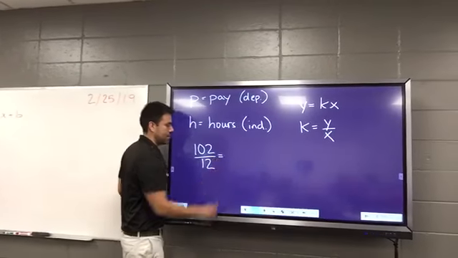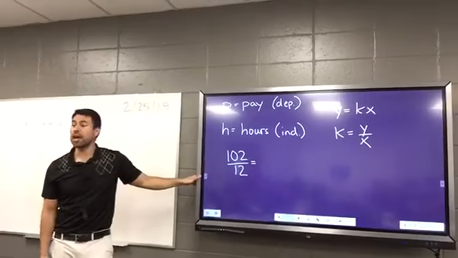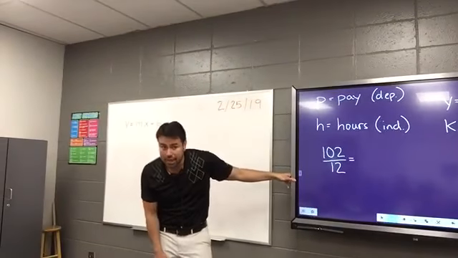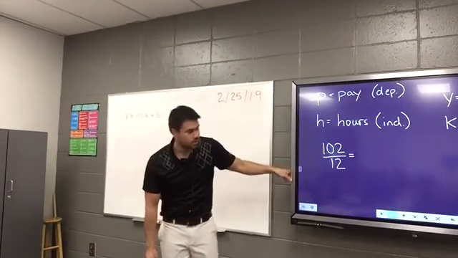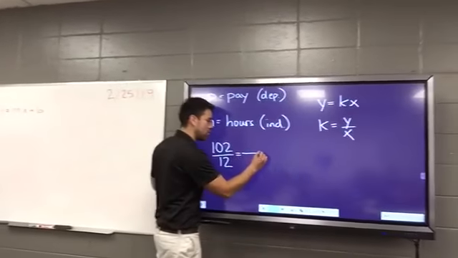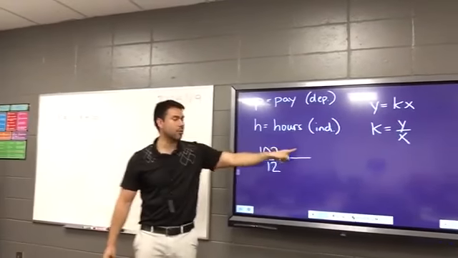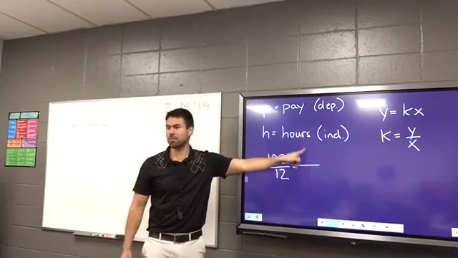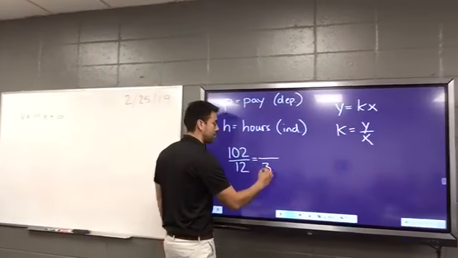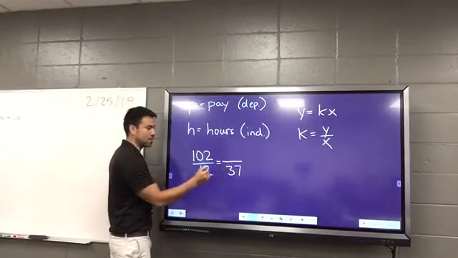Now, they also gave us a scenario. What happens if he works 37 hours? So they gave me another ratio. Where does the 37 hours go? Top or bottom? It's only one place. On the bottom, because the independent goes on the bottom.